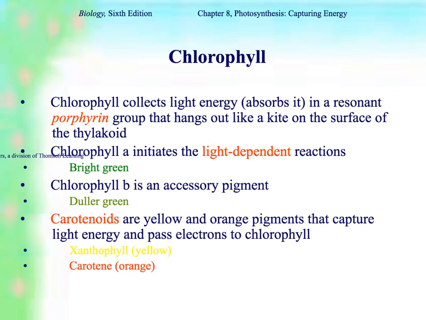Chlorophyll's job is to collect the light energy, or absorb it, and it's inside the thylakoid. There's a couple types of chlorophyll. You have chlorophyll A that's going to initiate one type of reaction. It's called the light-dependent reactions of photosynthesis, and this color in a leaf is the bright green color that you see. Chlorophyll B is an accessory pigment for photosynthesis, and that's like a duller, army green. And then you do have other pigments in a leaf, carotenoids. These are the yellow and orange pigments. The yellow pigment is xanthophyll, and the orange pigment is called carotene.